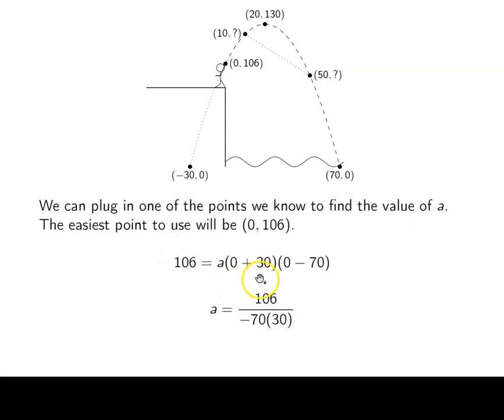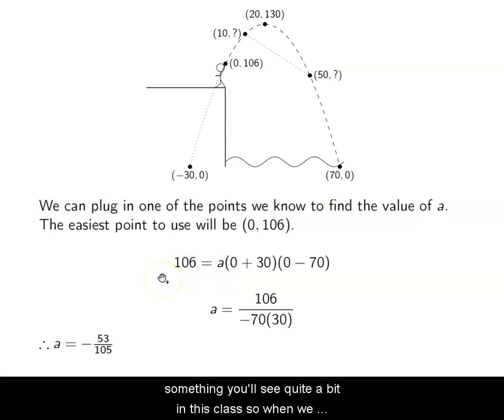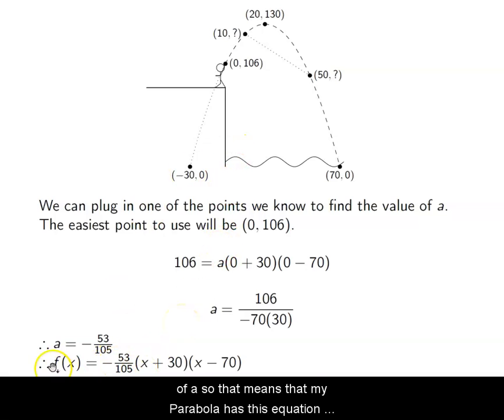So you don't always have to do the math. You can kind of just manipulate stuff and do the math at the end. That's something you'll see quite a bit in this class. So when we simplify this down, we get 53 over 105. So that is my value of a. So that means that my parabola has this equation in its factored form, right? This is how I could factor it.